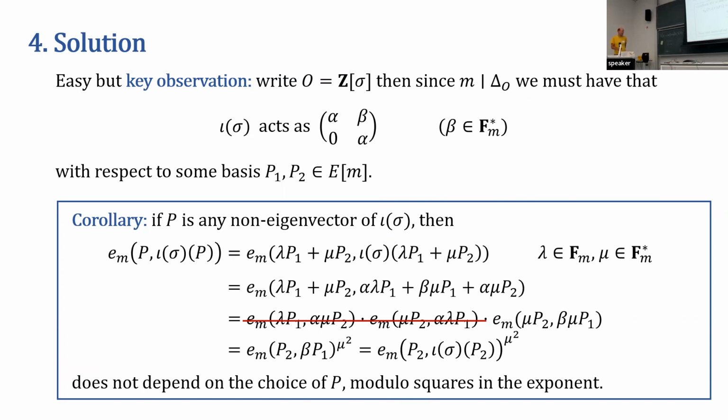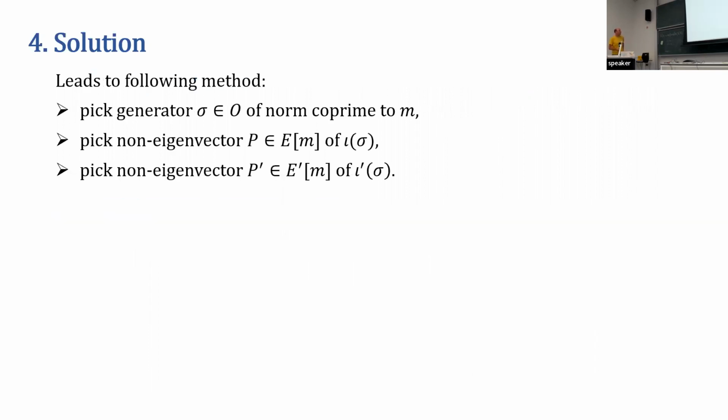So based on this input, you can show that this value, up to squares in the exponent, is independent of the choice of P, as long as P is a non-eigenvector. And so in a sense, you could say that this thing here, up to squares in the exponent, this class, is an invariant of your O-oriented curve. Okay. So then this is the method.